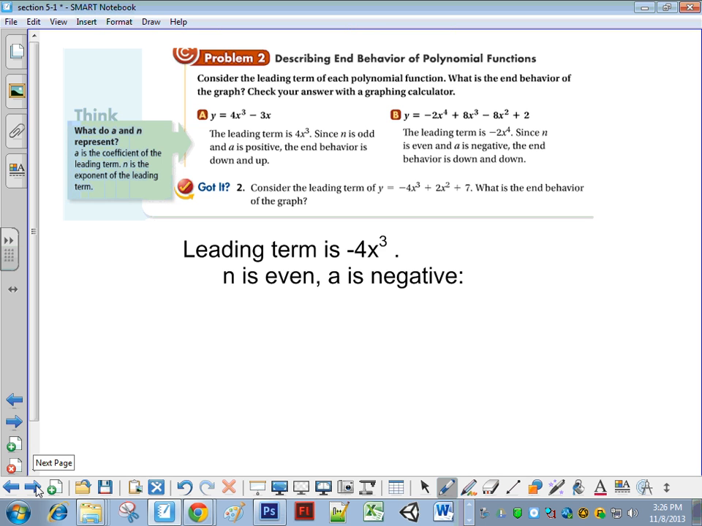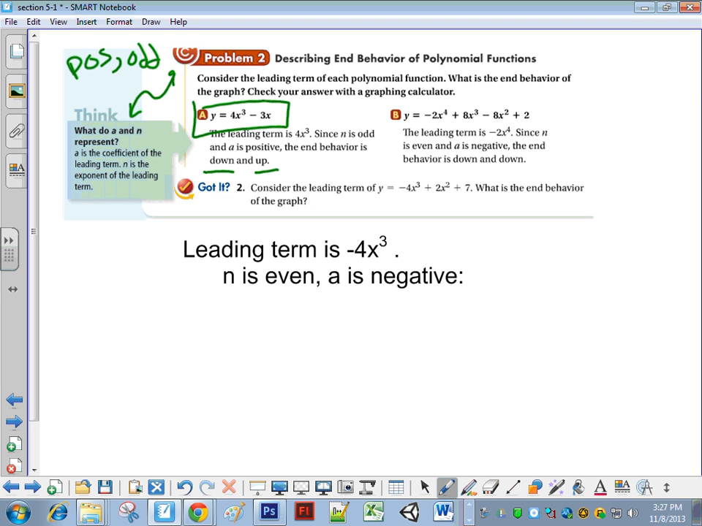When I have 4x cubed minus 3x, I know that's going to be positive and odd. That's going to react exactly the same as it would have been if it was a line. So that's going to look approximately like that. And that's going to be down and up.